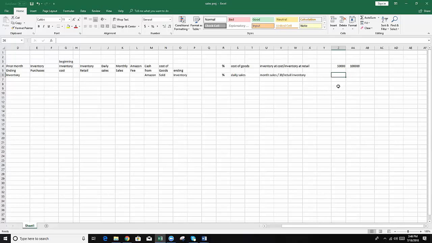$2,000 a day, and if you divide that into the retail inventory, you get 2%. So if you take your retail inventory times 2% times 30, that'll give you your sales for the month. In this example, let's say that we had $50,000 of inventory.